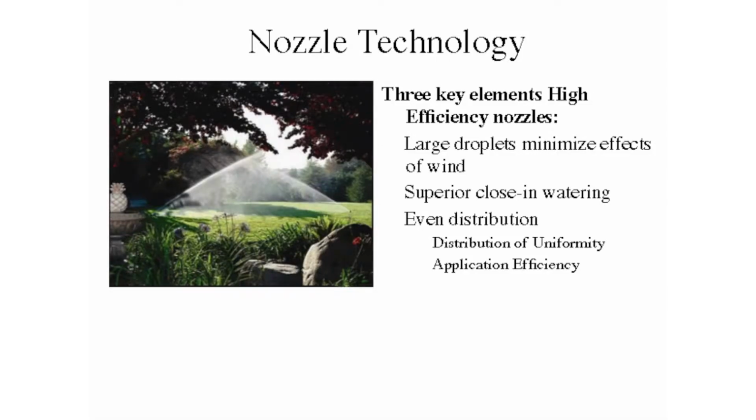And there are rebates for these kinds of things. If it's on a rebate list, it's a high efficiency nozzle. When we think about it, what we're looking for are large water droplets. We want good close-in watering, so good watering from the head to the next head. And we want even distribution.